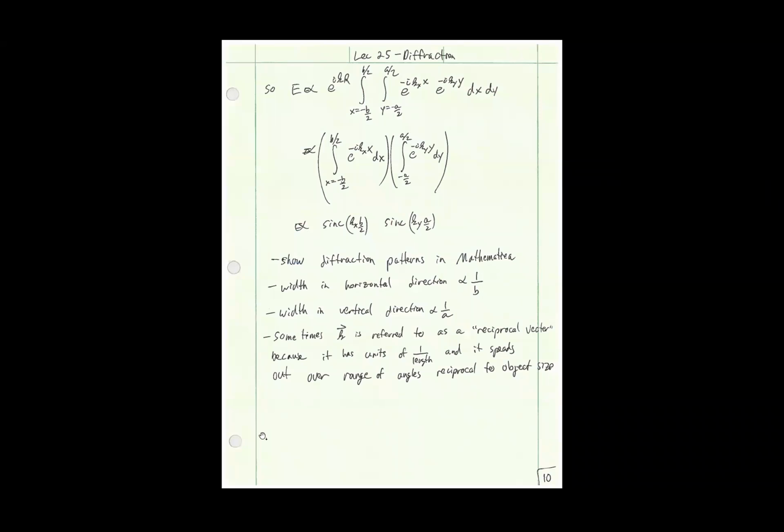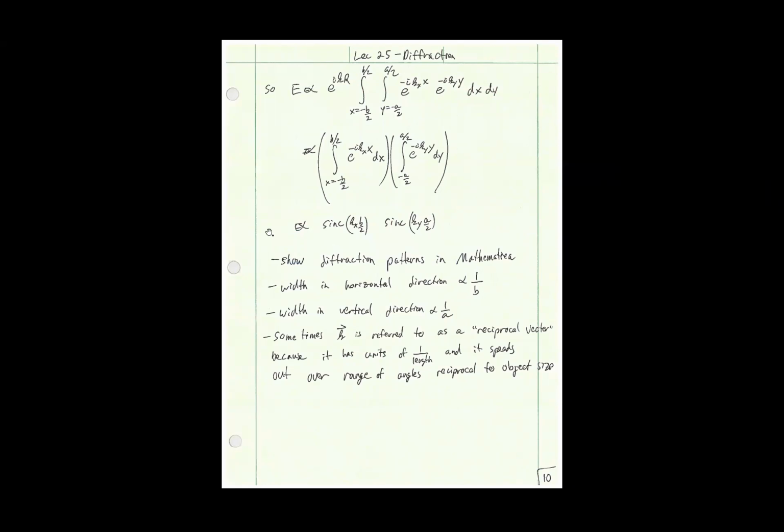Any questions? Yes, Ben. So when we're talking about if B is large or small, that's when the slit or the aperture is larger or smaller. You could think of B as how wide it is along the X direction, and A is how long it is along the vertical direction.